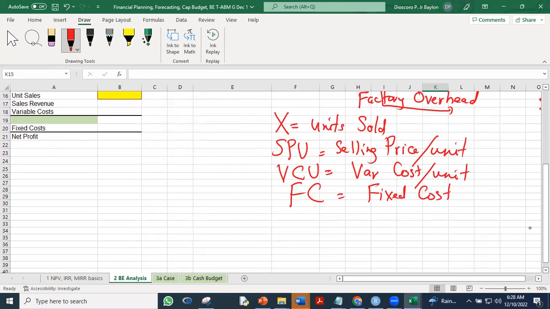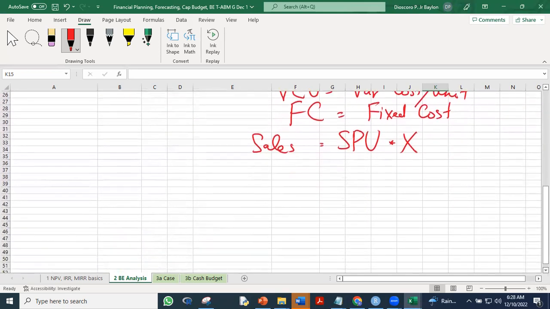Our sales will be equal to the selling price per unit multiplied by your X, right? So if we're selling it at 10 pesos per unit, multiplied by the number of units sold, that will be our sales. And then on the other hand, our variable cost will be equal to the variable cost per unit, multiply that by sales also.